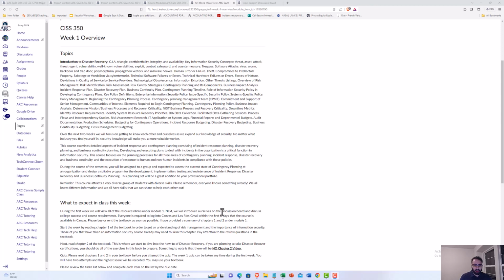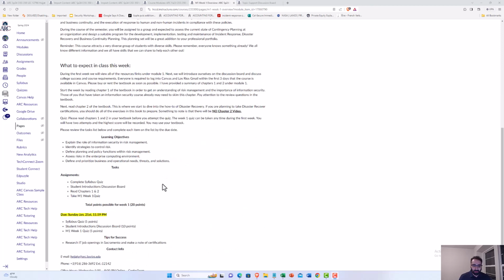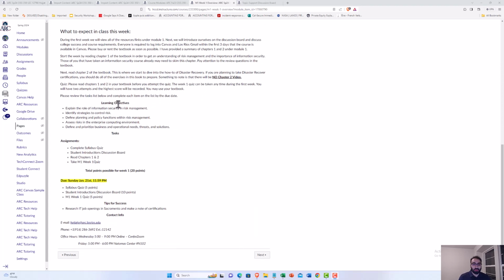Okay? So an overview page will look like this. It'll go over your learning objectives, your tasks, the total amount of points that are up for grabs, the due dates, and it breaks down how each task is going to be broken up per points that you can earn.